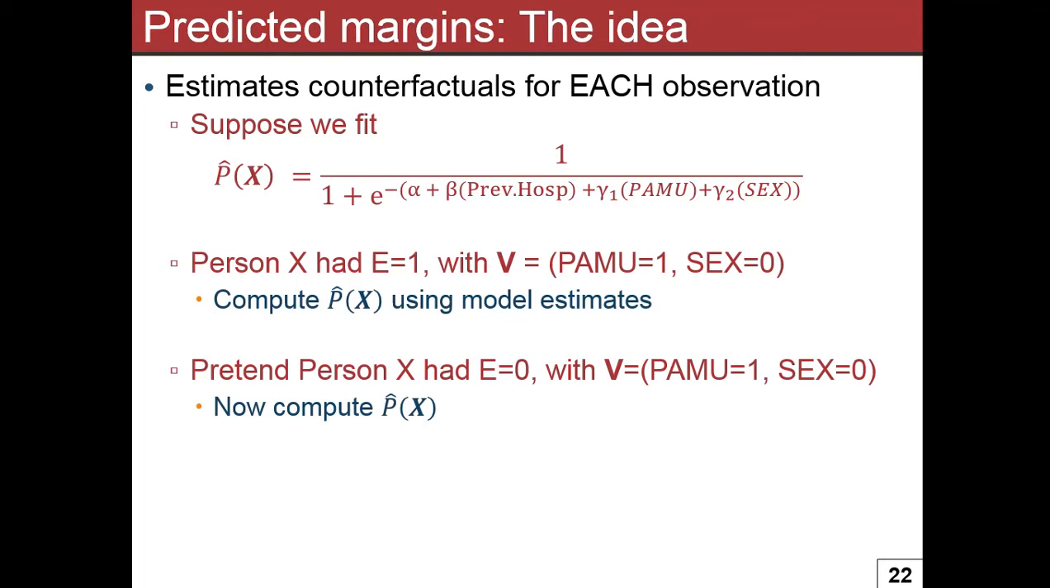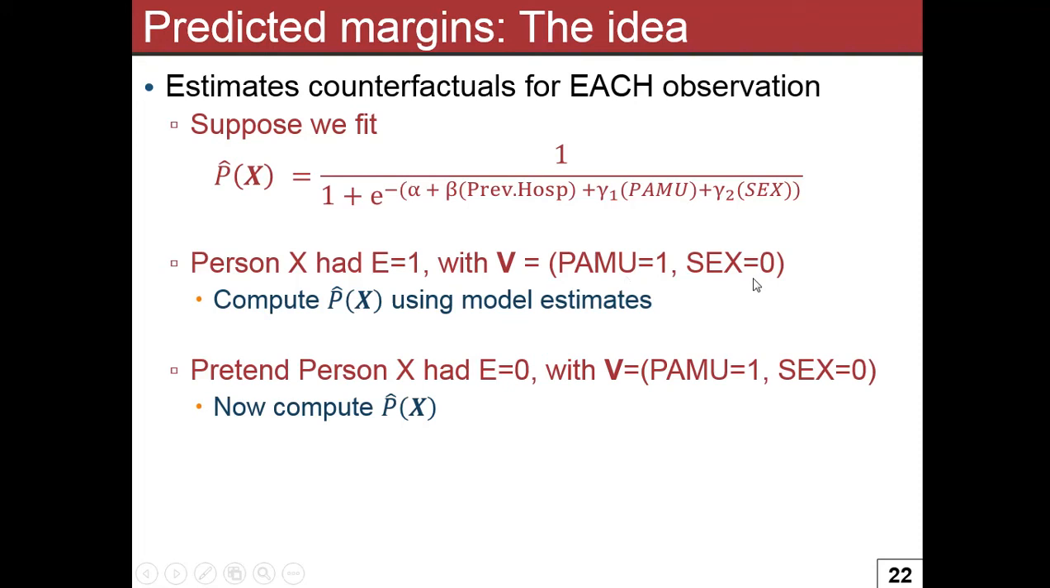I take the data set, I predict them under exposed, predict them under unexposed. If I took the ratio of that, that would be, using a model, the best thing I could do to cloning folks. And that's what this method of the predicted margins is going to be about. So presuming this is the model, we're going to take each person X, and we're going to say, okay, your person X was exposed. We're going to take their covariates. Let's say I have a person that was PAMU1 and sex 0.